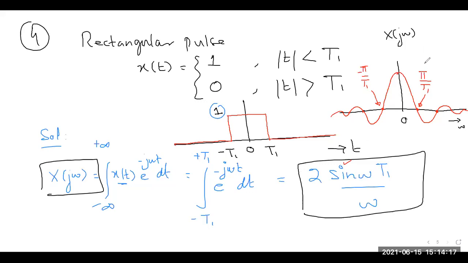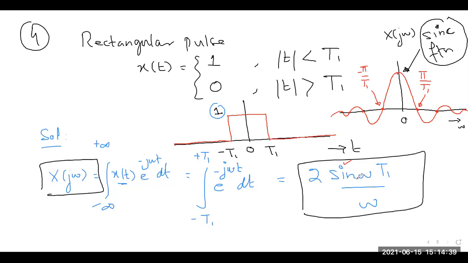What is the name of a signal which is having this shape? What name do you people give to this kind of signal? Sinc function. Yes, so this is what we call a sinc function. I will talk about this function or signal in more detail in a short while once we solve one or two more examples.